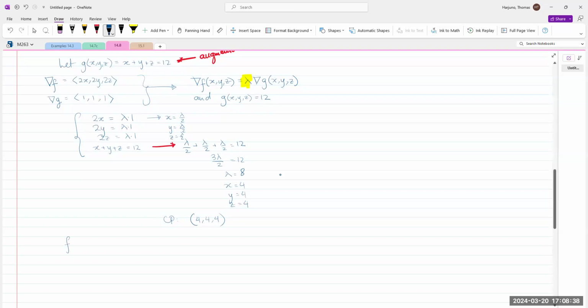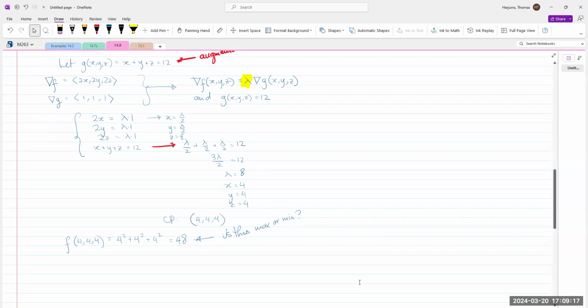What is the value at 4, 4, 4? The value at 4, 4, 4 will be 4 squared plus 4 squared plus 4 squared. That's 16 times 3, that's 48. Now the question is: is this a maximum or minimum? We get the critical point, but we don't know if that critical point will give us the maximum, the minimum, or maybe the saddle case.